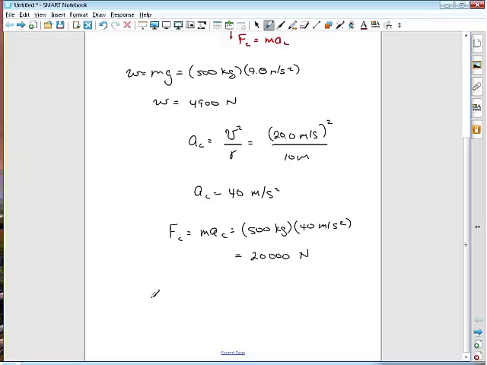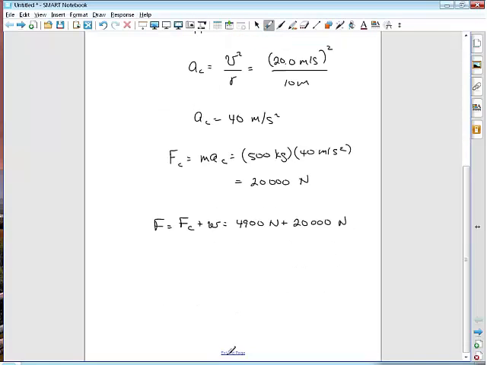And so the total, what does it say, what is the force? So the total force is going to be equal to the centripetal force plus the weight. So we just add those two quantities, 4,900 newtons plus 20,000 newtons. And so we can add this together, it's 24,900 newtons.